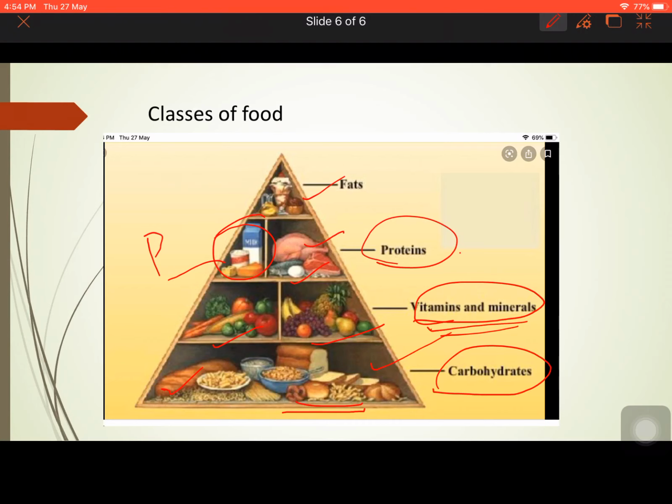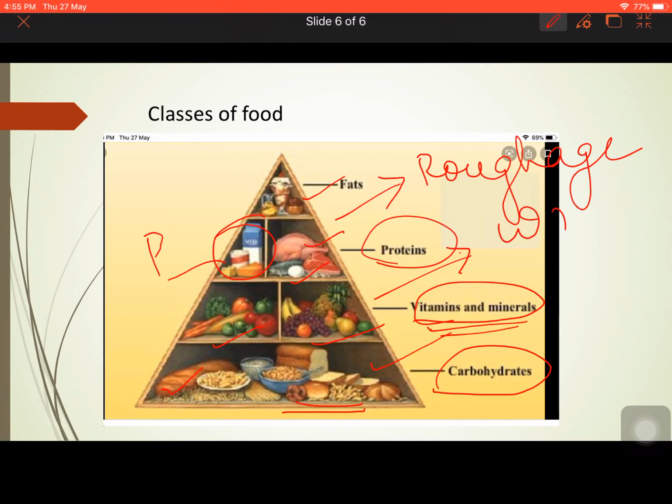Now here one mention should be made. Fibers, which we call roughage, should be there. And another important component which should be present in food is water. Without water we can't do, right? Water consists of several minerals, so these minerals all come from water. So water is important, roughage is important. Roughage means we should take enough fibers in our diet, or those substances which will keep our excretory system clear. That is very much important.